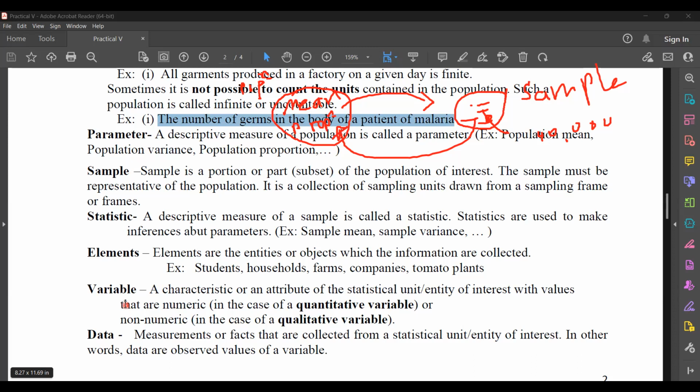For example, if you consider a student, can you give me some variables regarding a student? I can define a variable, height of the student. So it's a characteristic of the student. Can you suggest another few variables regarding a student in your class?